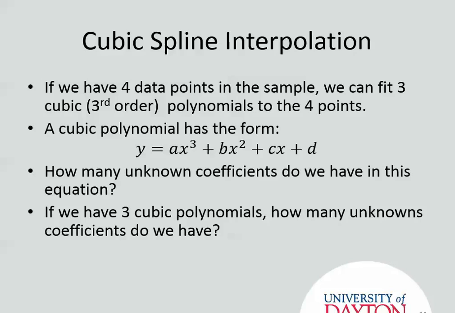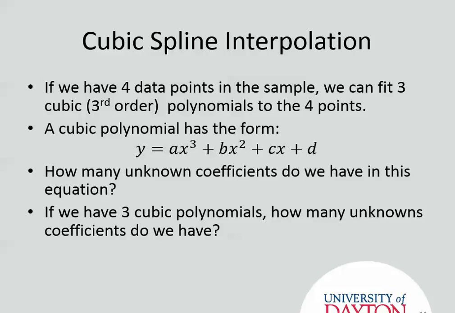So our 3 polynomials are all going to have the same generic format, but I'm going to go ahead and write them out specifically so that we know kind of what we're dealing with. So every one of them is going to have y is equal to ax cubed plus bx squared plus cx plus d. And then the way that we're going to differentiate between the unknowns for the 3 different polynomials is we'll just use subscripts on all of our unknowns.